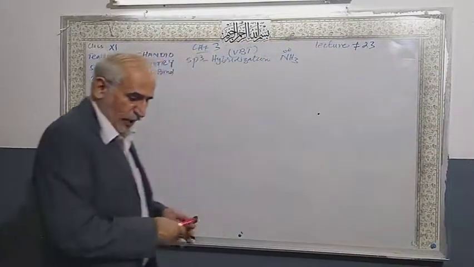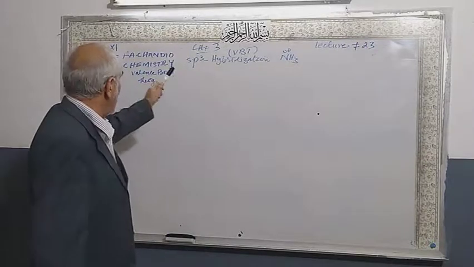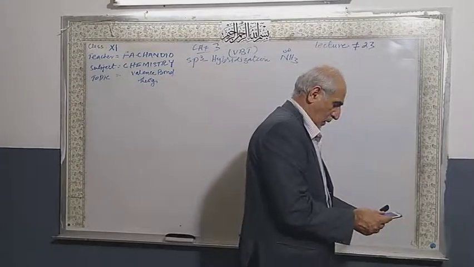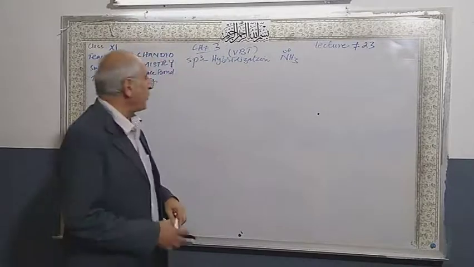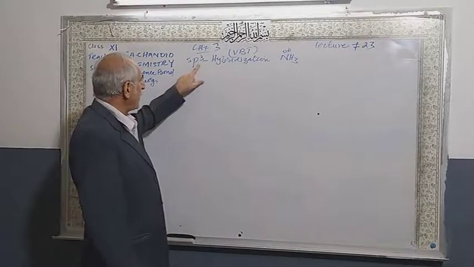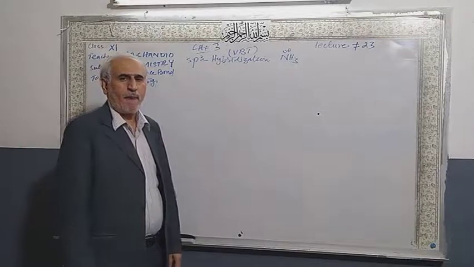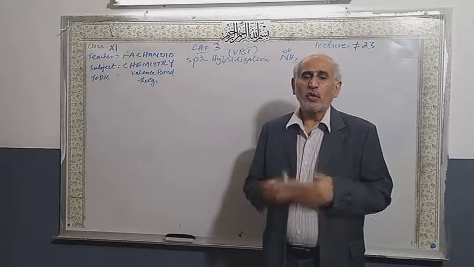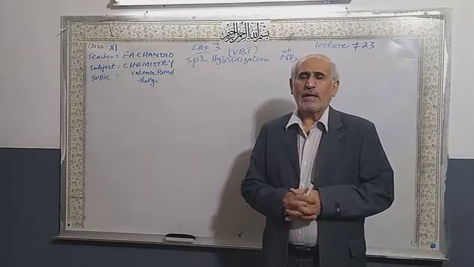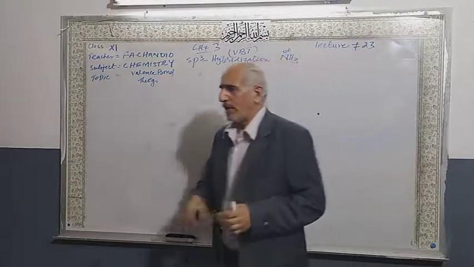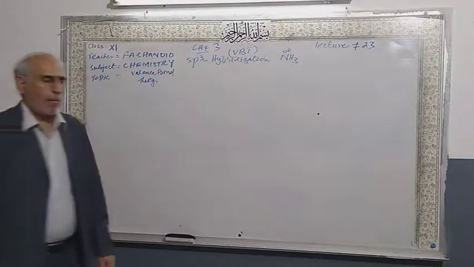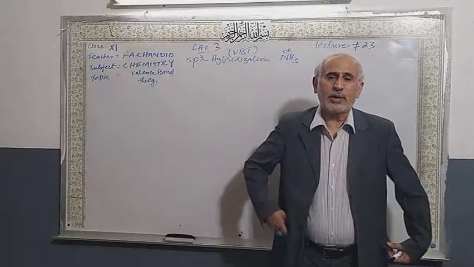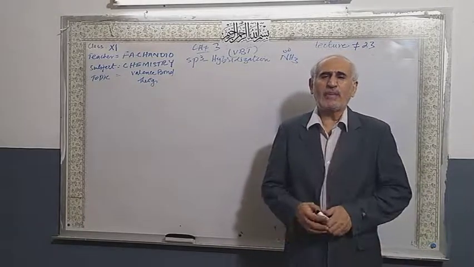You have done the definition of sp3 hybridization: when one s atomic orbital intermixes with 3 p orbitals which have different energies to form 4 equivalent sp3 hybridized atomic orbitals having the same energies and shape, they are called hybridized atomic orbitals, and we did this for methane.